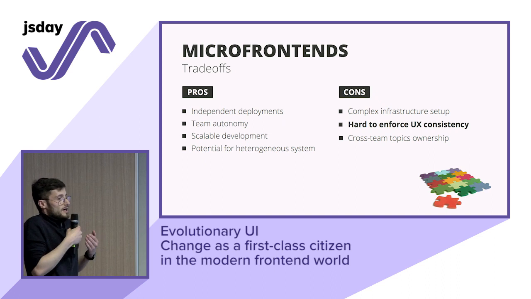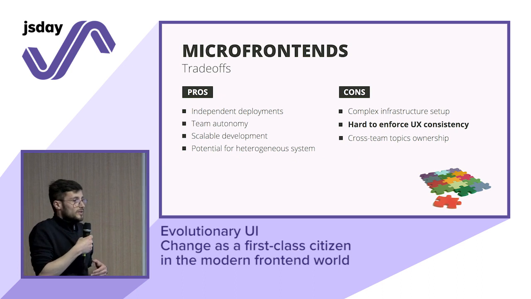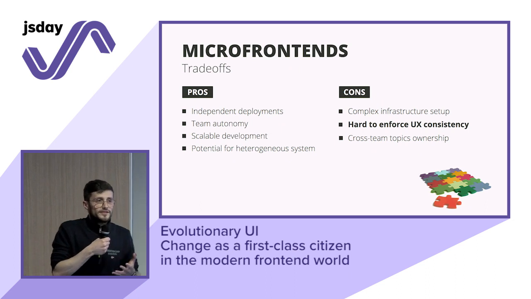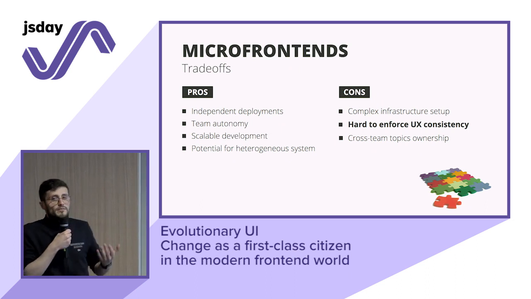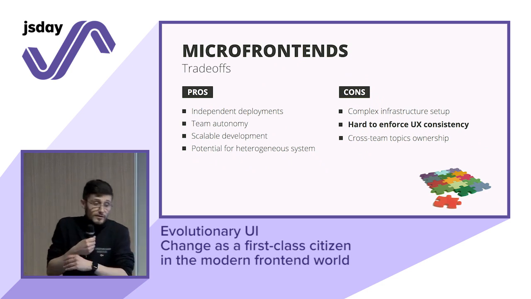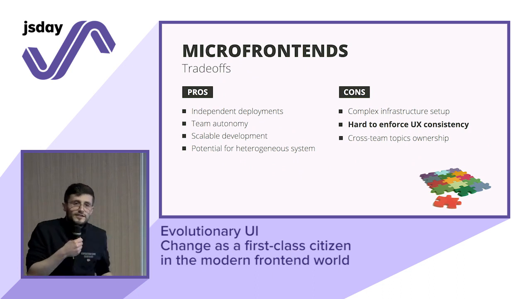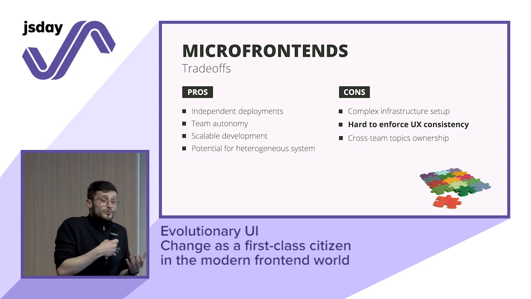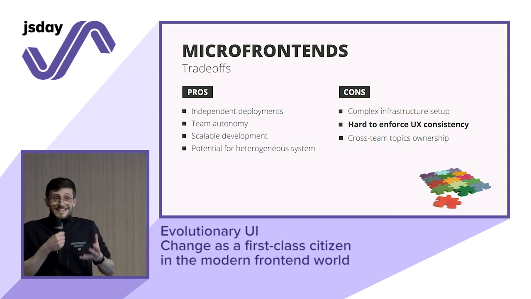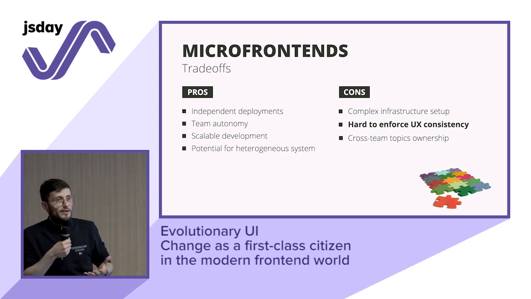Why? Because as we've seen, micro-frontends promote team autonomy, and they also give you the potential for building a heterogeneous system. What I mean by heterogeneous system is you could have team A building their front ends with React, and team B with Angular, and some other team with Vue, right? And of course, with all this diversity in your UI, it's getting harder to enforce UX consistency. You can still do it, but of course, it comes with the price of building, for example, a component library.